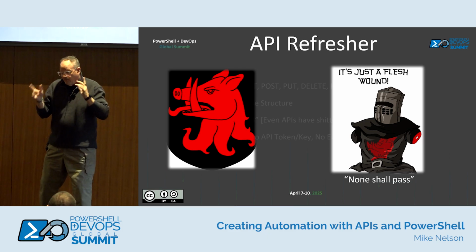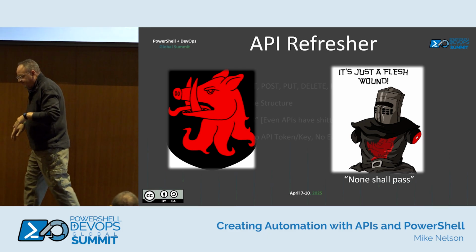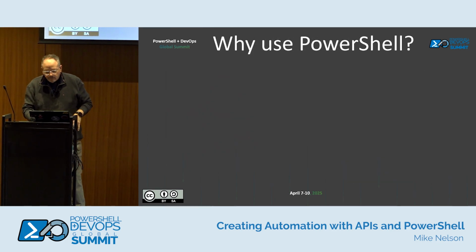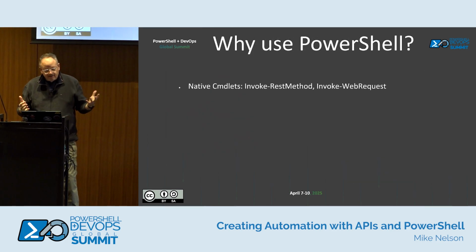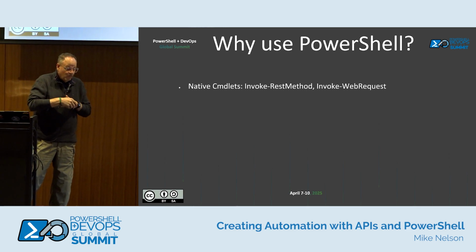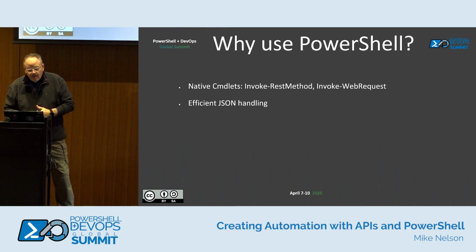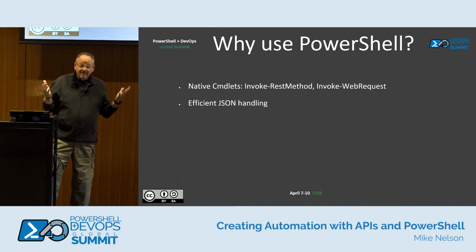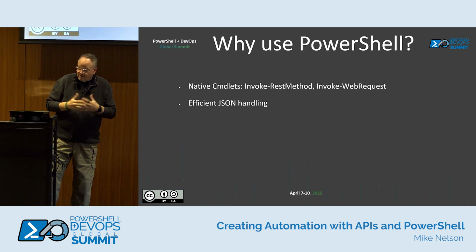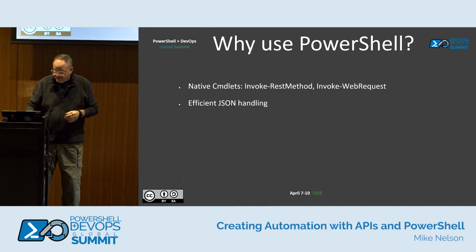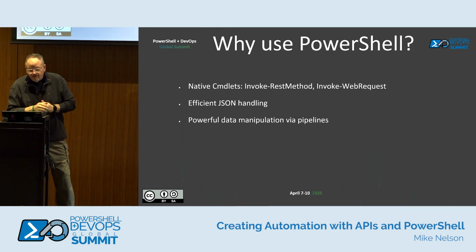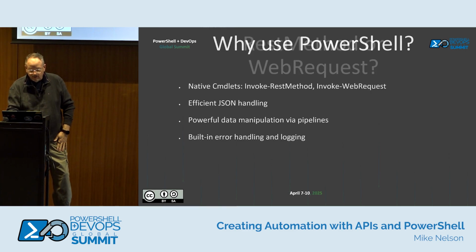All right? The reason I say that is because of what I'm going to talk about next. So why use PowerShell? You have native cmdlets, Invoke-RestMethod and Invoke-WebRequest. That's the reason I was talking about security, and I'll show you that in a sec. It has very efficient JSON handling, obviously, because we love objects, and we can convert them to JSON, export them to JSON, import JSON, all kinds of stuff with JSON. Powerful data manipulation via pipelines, of course, and built-in error handling and logging. I'm not saying anything you don't already know, probably.